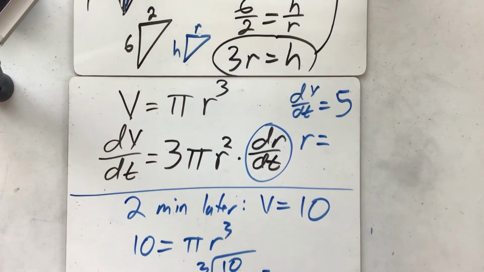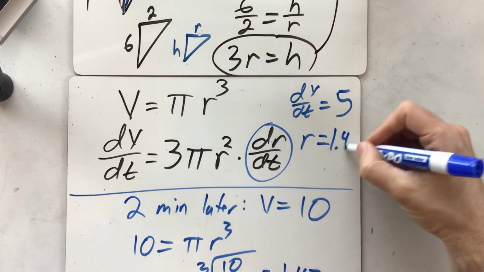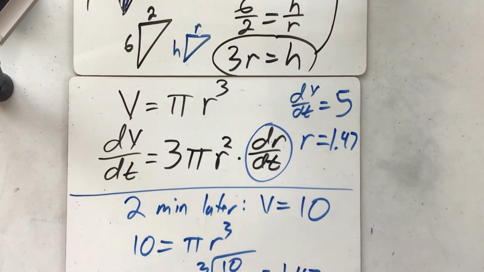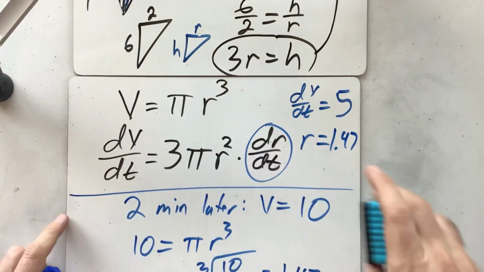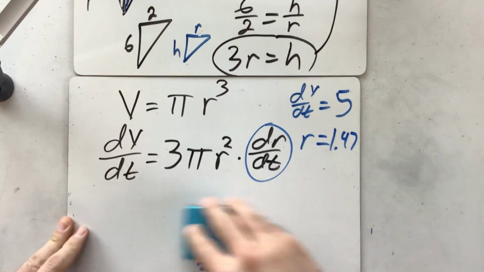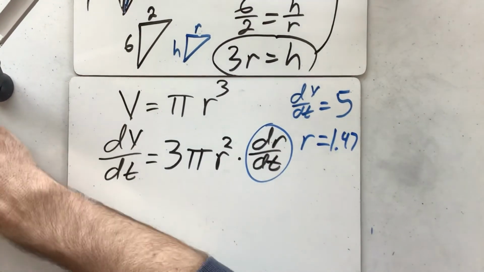And what if I make this a decimal this time? 10 divided by pi, and cube root of that. I've got 1.47 is my radius. Okay, so now that I have those, I'm ready to get rid of my scratch paper and I'm ready to start solving my problem.